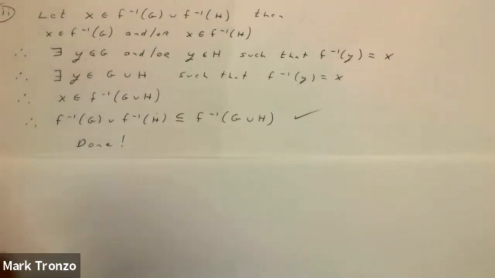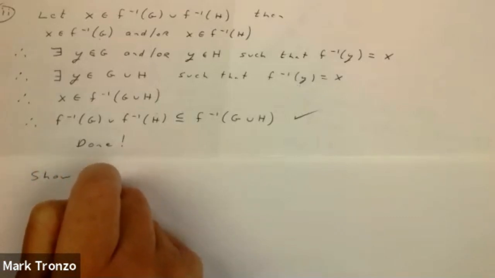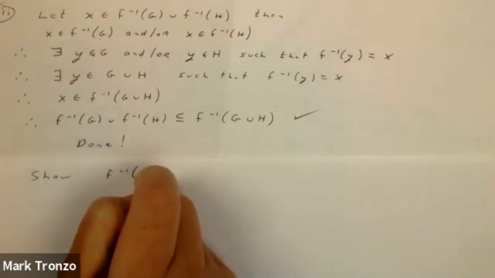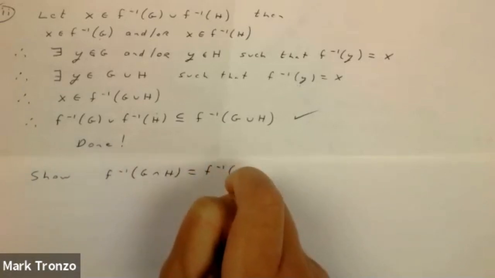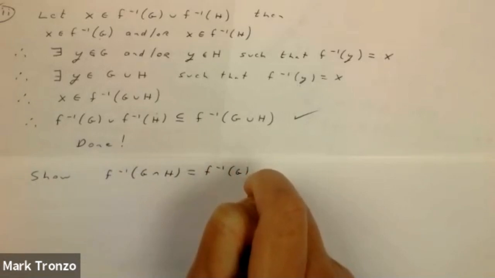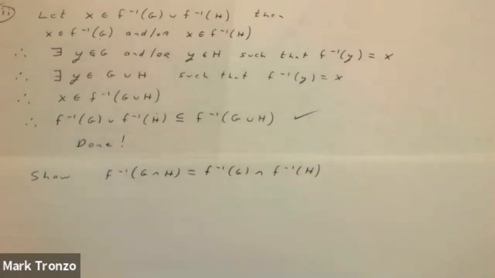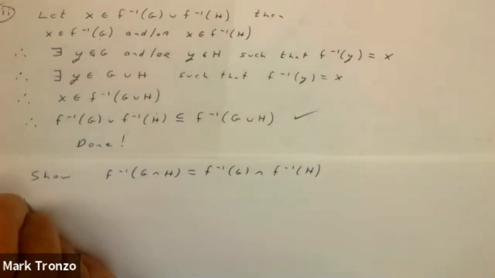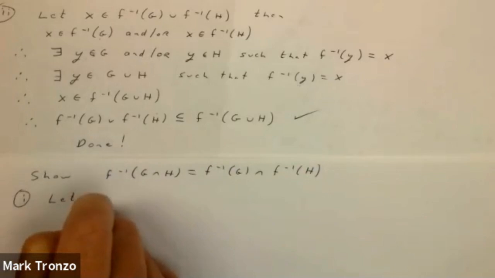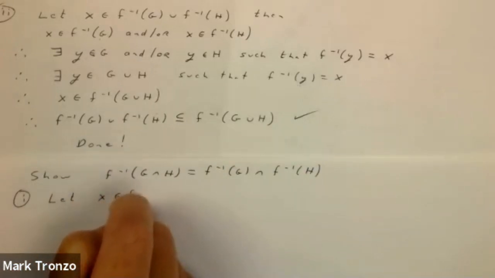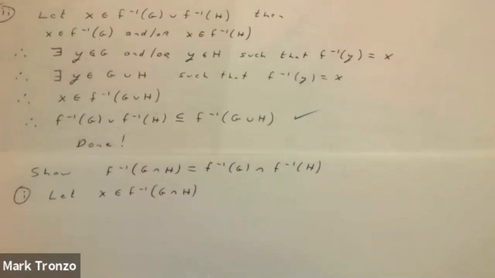And so now I want to show that F inverse of G intersection H is equal to F inverse G intersection F inverse H. So once again, we'll take something on the left-hand side. Let X be in F inverse of G intersection H.